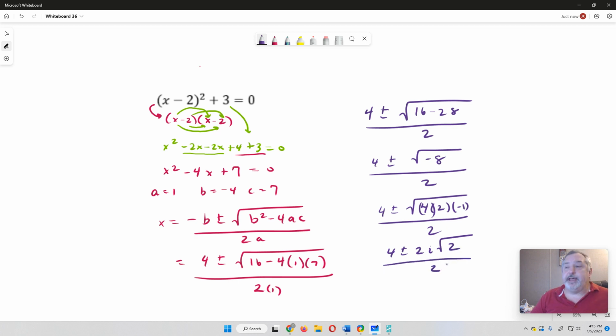So now I can divide each term by 2 because they're all divisible by 2. So this will give me 2 plus or minus i times the square root of 3. So I hope this helps you with this problem. So remember, first step is to apply FOIL to multiply out this binomial square term, and then simplify, then apply the quadratic formula. So if you need help with this as you're working, please let me know and I will get you additional help.